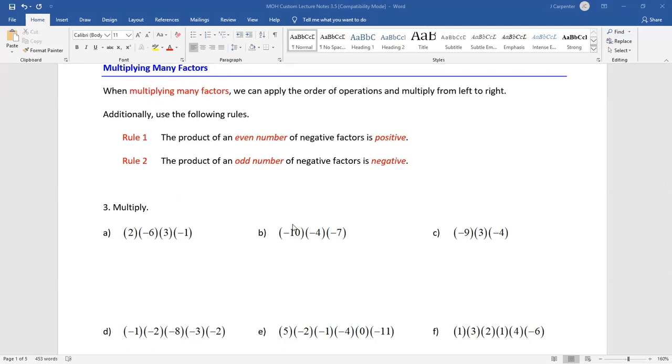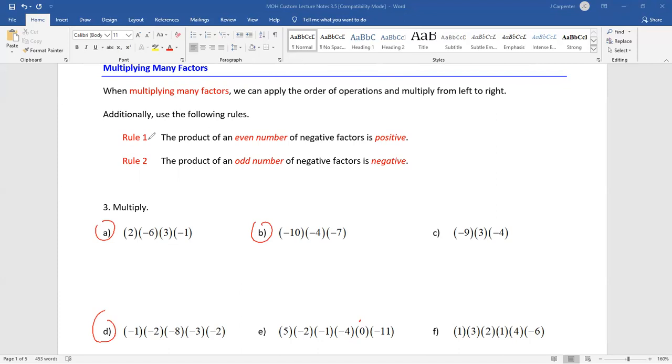And we're not going to do all of these. Let's do A, B, and E. No, not E. Let's do D. Because E is easy. E is 0 because it's doing 0 times a bunch of stuff.